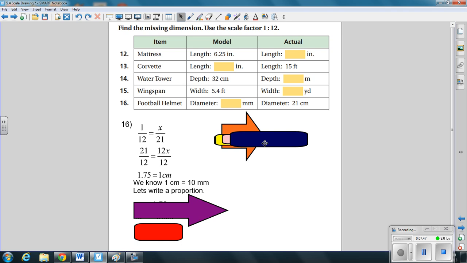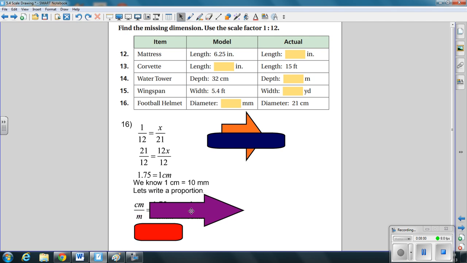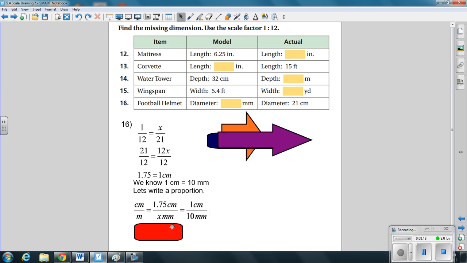Now we're going to convert, use your reference sheet to find the relationship between centimeters and millimeters. How do I know that? Because my diameter measure needs to be in millimeters. So I write my comparison, centimeters to millimeters. Write my proportion, 1.75 to x is equal to the conversion that I know, 1 centimeter to 10 millimeters. And your final solution is 17.5 millimeters.